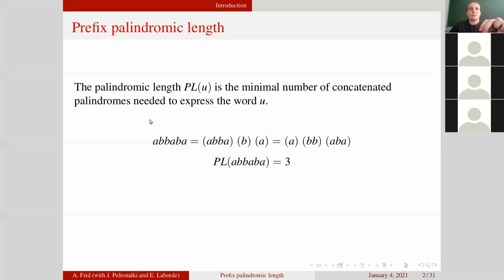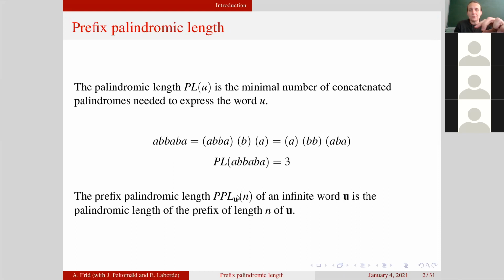The palindromic length is just the minimal number of palindromes needed to express a finite word. So if I take a finite word, by chance it is just a prefix of the Thue-Morse word, I can decompose it into palindromes like this or like this, but I cannot decompose it into two palindromes. So its palindromic length is equal to 3 and not less. And the prefix palindromic length of an infinite word is the sequence which is the palindromic length of prefixes of length n of this word.